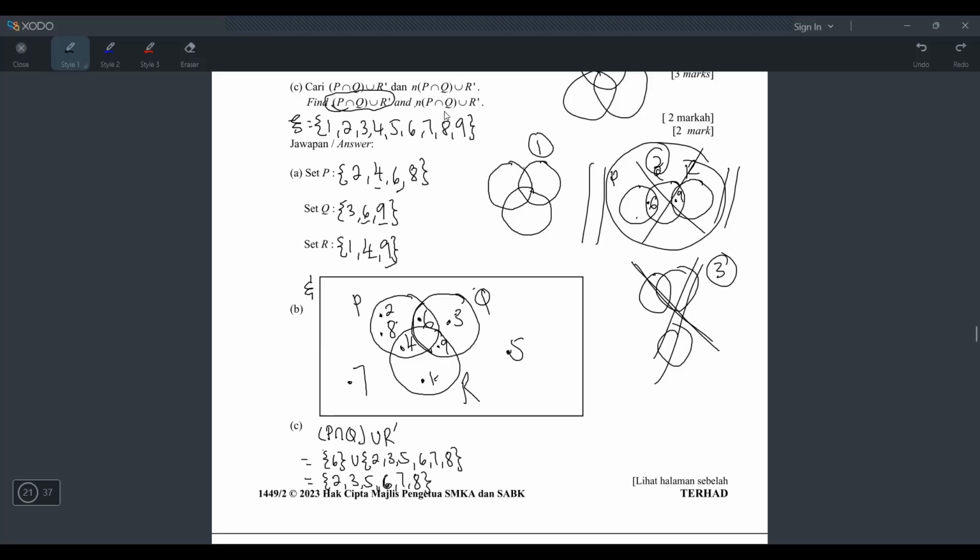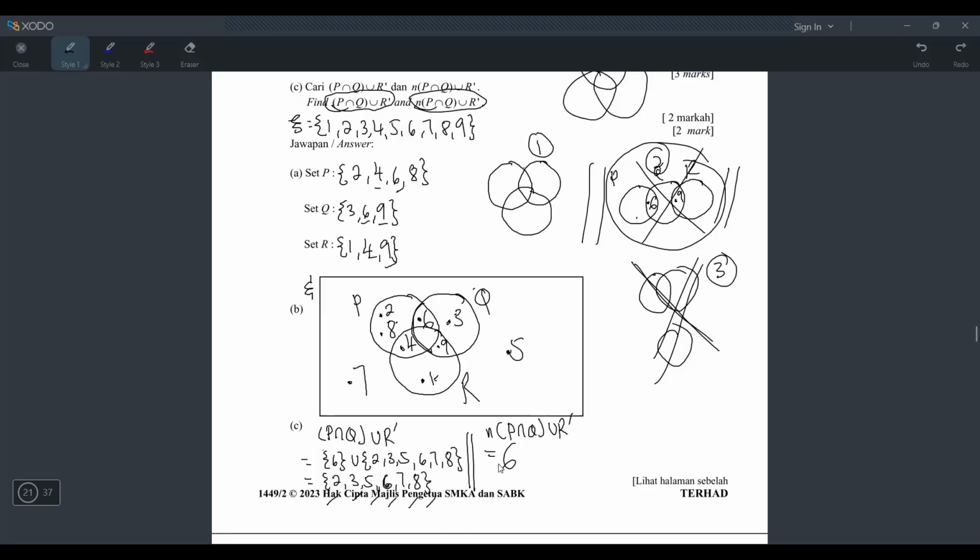And then they want you to find the n. So they want to find n, but this time of bracket P intersect Q union R complement. Did you notice this one is the same as this one? It's just that now they want you to find the n. So what is n? Bilangan unsur. Bilangan unsur means they want you to write the number of elements. So for number of elements, we just count 1, 2, 3, 4, 5, 6. The answer is 6.